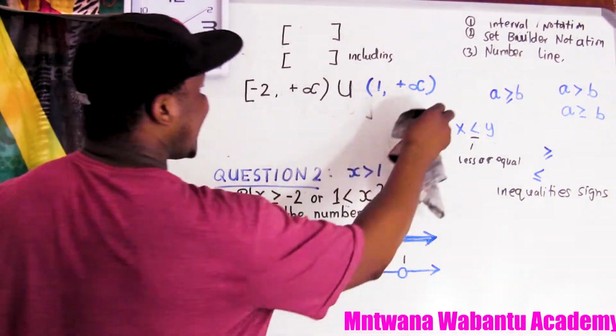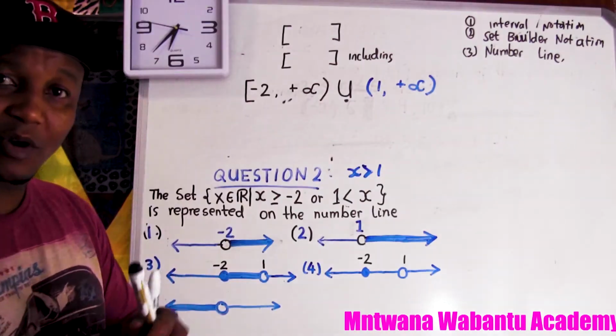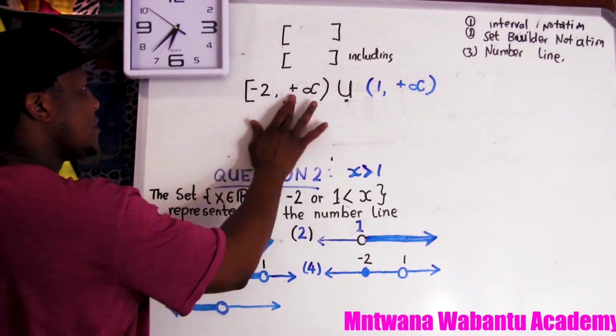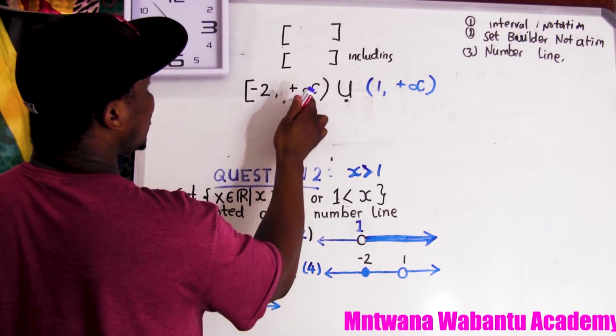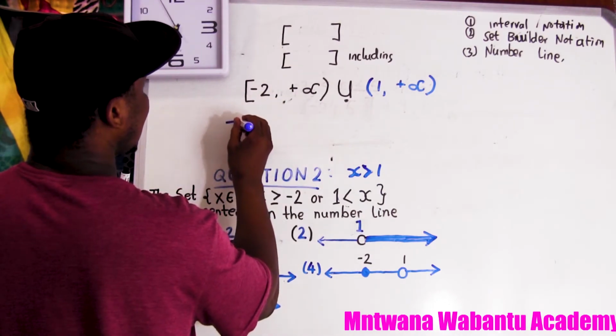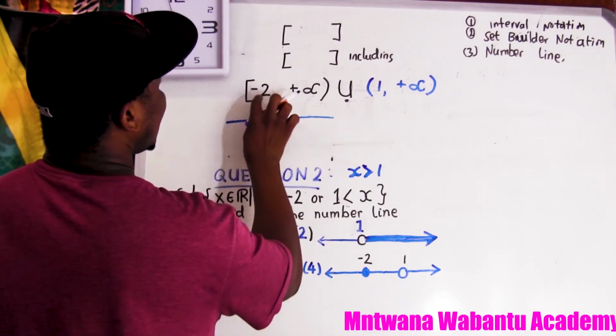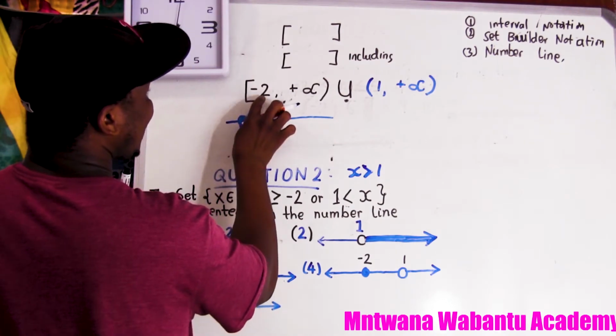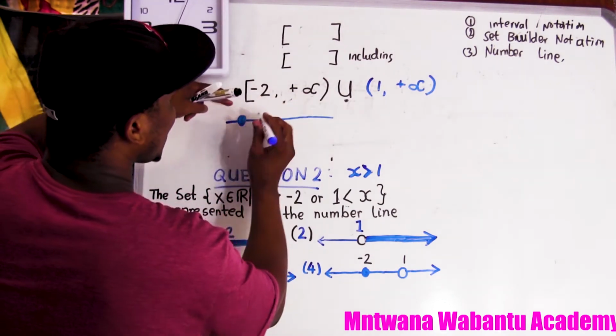So if you put this on a number line, look. Okay, I'm going to put them on a number line. Now, let me start with the first one. The first one starts from -2 to positive infinity. It's like this, look. -2 is included, so if it's included, you put a solid dot. It starts from -2 all the way to positive infinity.